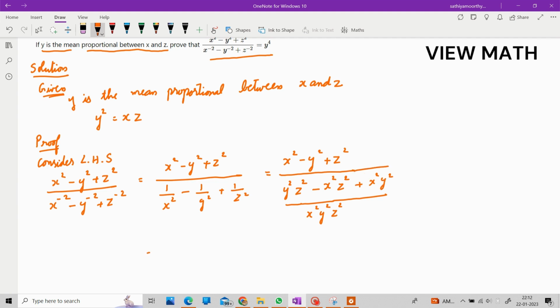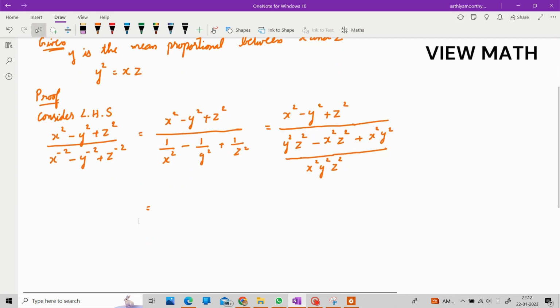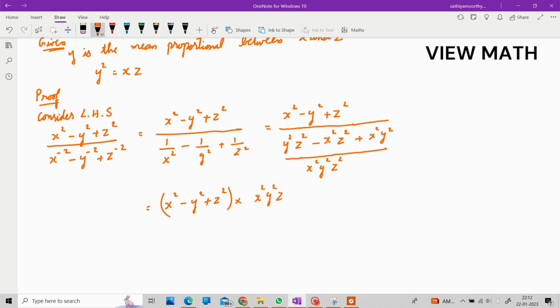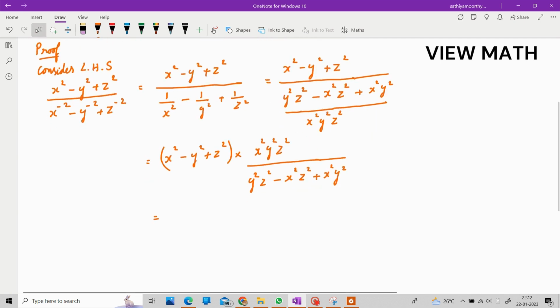Now this is equal to, I'm going to take the denominator to the numerator. I'll be getting x square minus y square plus z square into, if I take the denominator to the numerator, it becomes the reciprocal. So x square, y square, z square divided by y square z square minus x square z square plus x square y square.